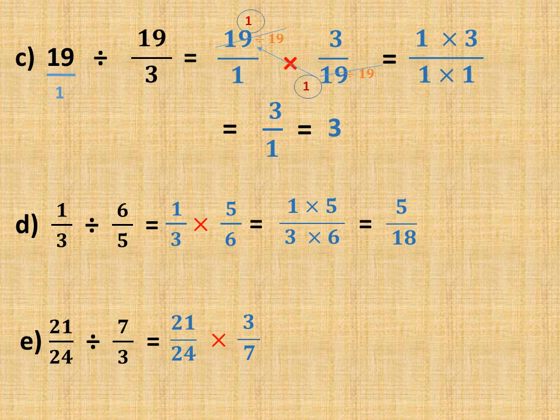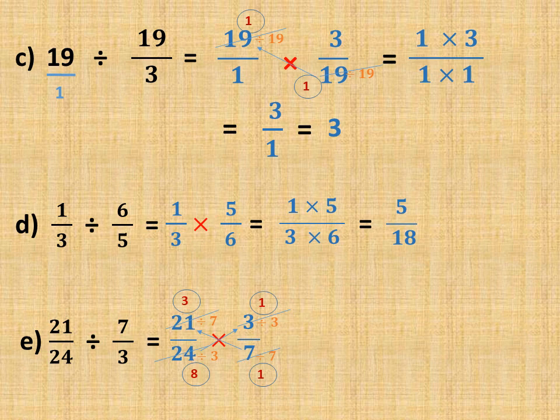Let's start. Can we simplify here? Yes, we have 7 and 21, divide by 7. 21 divided by 7 and 7 divided by 7. 21 divided by 7 equals 3. 7 divided by 7 equals 1. And 3 and 24, can we divide? Yes, divide. 3 divided by 3. 24 divided by 3 equals 8. And 3 divided by 3 equals 1.